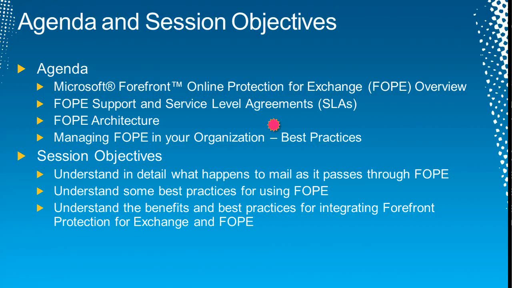Coming out of here, I'd like you guys to understand in more detail what happens to mail as it passes through FOPE. Just that little bit more depth and understanding of what's going on. That'll help you if you onboard and use the service. Understand best practices, of course. And a little bit on integrating Forefront Protection for Exchange, FPE, the on-premises protection for Exchange, and how that can integrate with the cloud version. And we're lucky to have for Q&A a couple of folks from the FPE team sitting just at the front there.